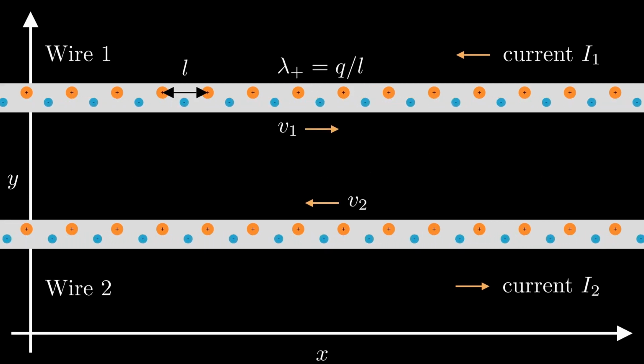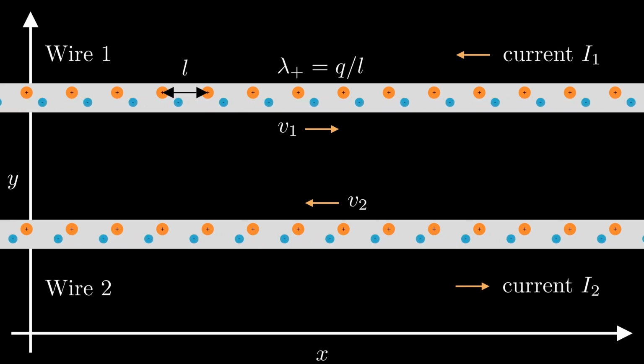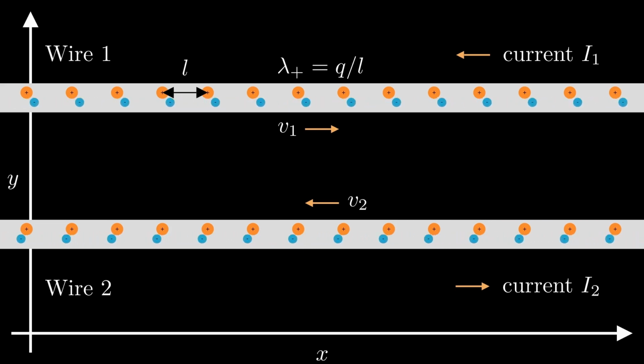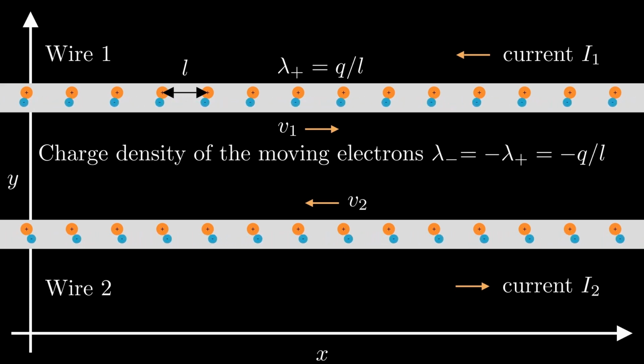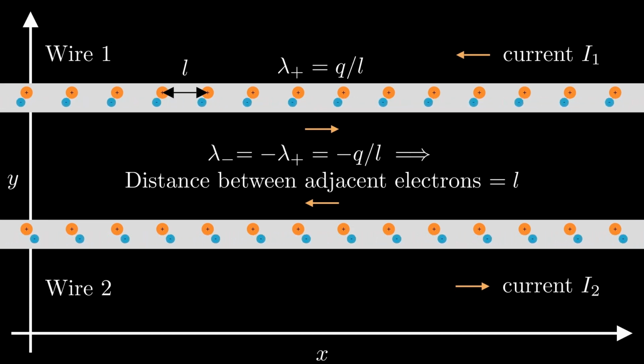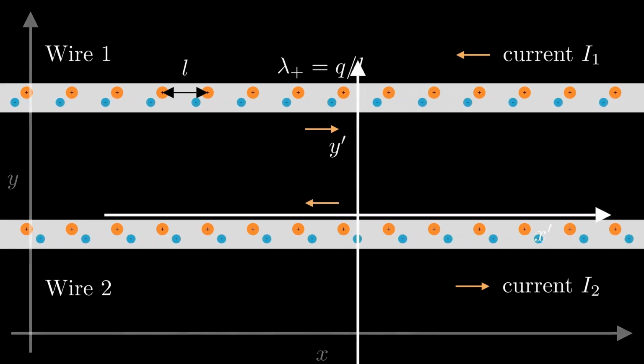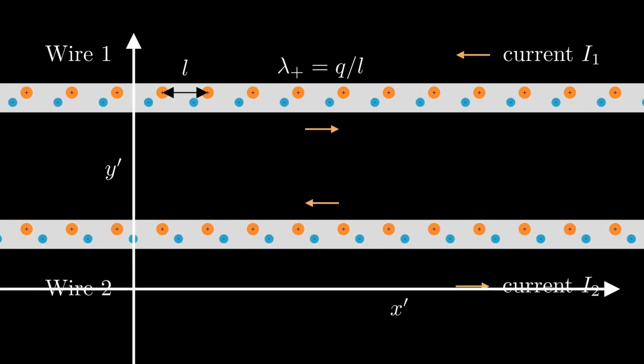The electrons are moving with constant velocity v1 along the positive x direction in wire 1 and with velocity v2 along the negative x direction in wire 2. As is well known from experiments, current-carrying conductors are electrically neutral in their rest frame. It means that in the xy frame in which the wires are at rest, the line charge density of the fixed positive ions and that of the mobile electrons are the same in each wire, so that there is no electric field outside the wires. However, let's see what happens if we move to the frame of reference of the moving electrons in one of the wires, say wire 2.